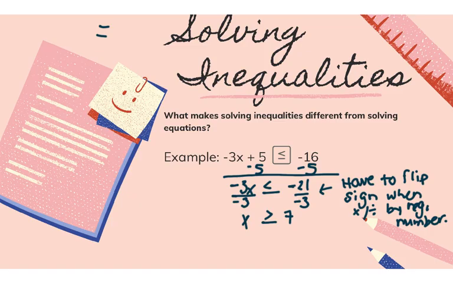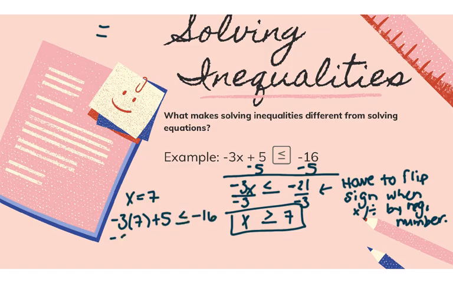And you can always check yourself to see if it makes sense. So if our solution is all numbers greater than or equal to 7, I'm going to choose a number that's greater than 7, or I can choose 7 itself, to plug into this inequality and see if it works. So I'm going to let x be equal to 7, since we know that that should also work, and I'm going to plug it into our original inequality.